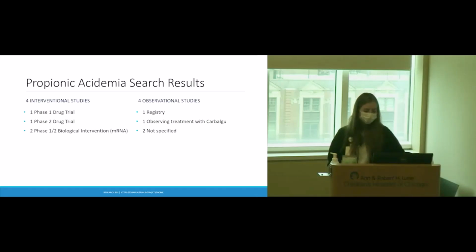For the interventional studies for PA, there's 1 phase 1 drug trial, 1 phase 2 drug trial, and then 2 phase 1 and 2. So that's an example of some of those combined trials where they combine phases. And then with the observational studies, there's a registry study, 1 treatment specifically observing treatment with carboglue. So that treatment is not being studied in this study, but we're more just collecting data on its use. And then 2 studies that don't specify what phase they are, might not have a category that they're in.